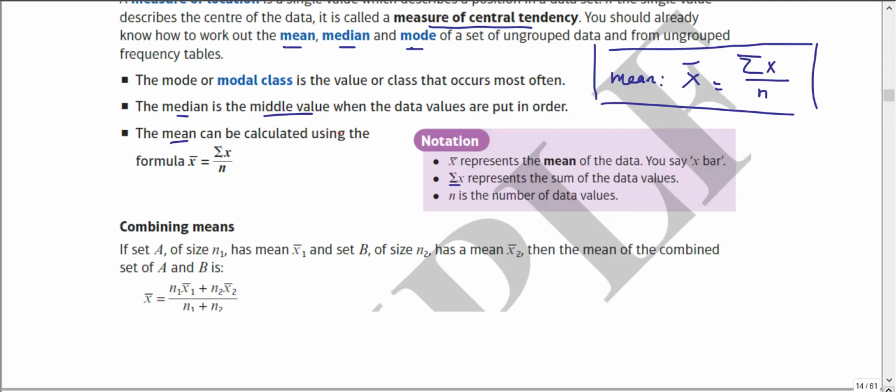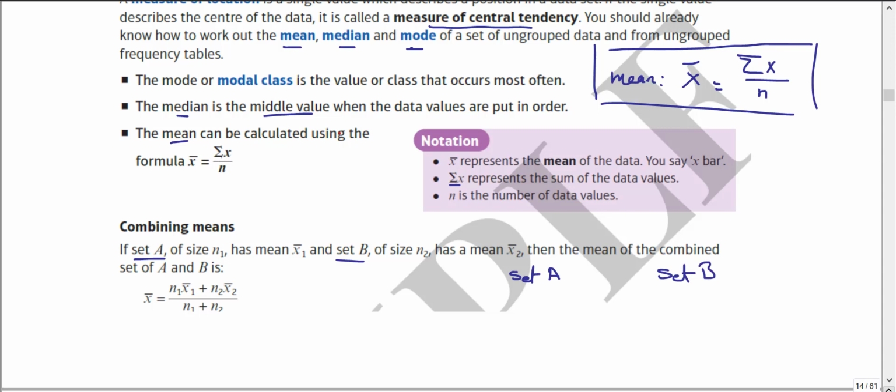I'm saying we have another rule. What about if you have two sets? Two sets of data. Like set A and another set called set B. So we have set A and we have here set B.